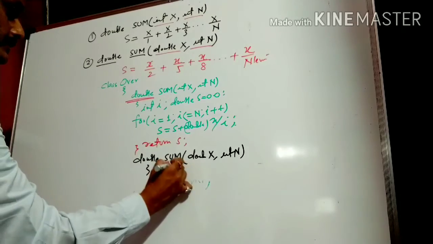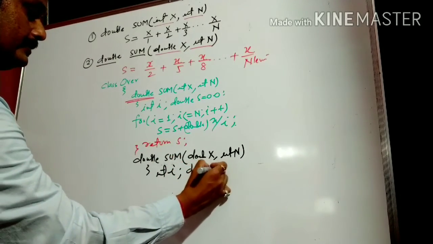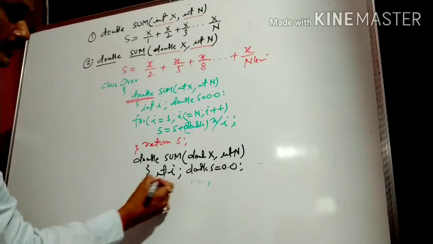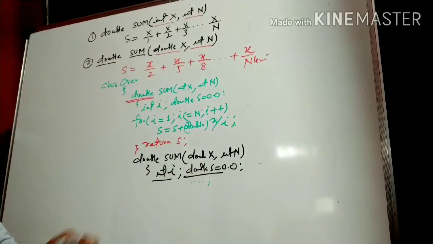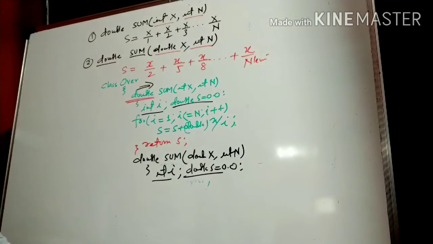This is integer i, and you write here double s equal to 0.0. So integer and double are common here also. If you want, you can declare them here only once. That depends on you.